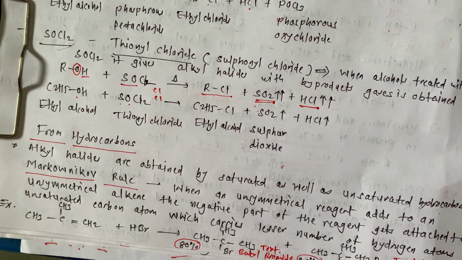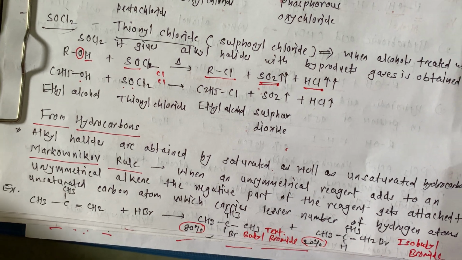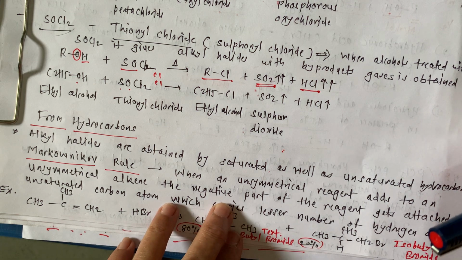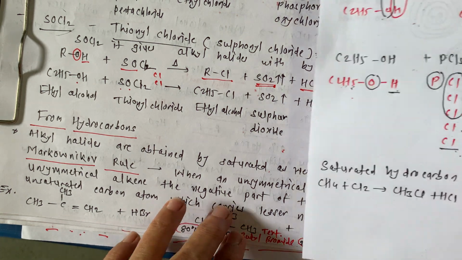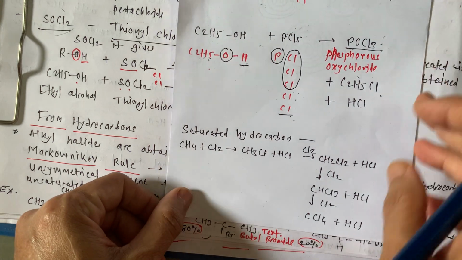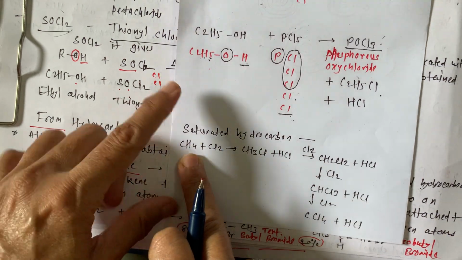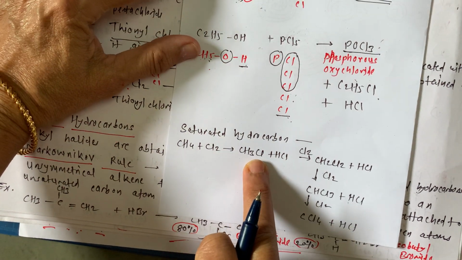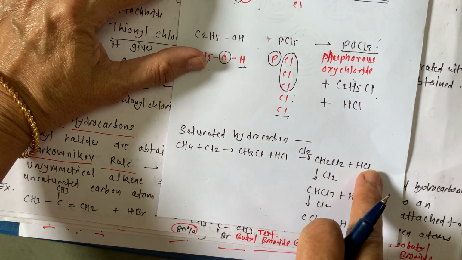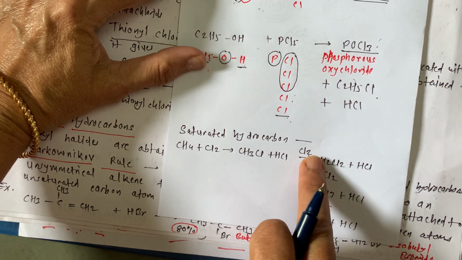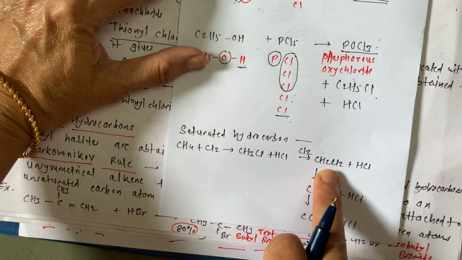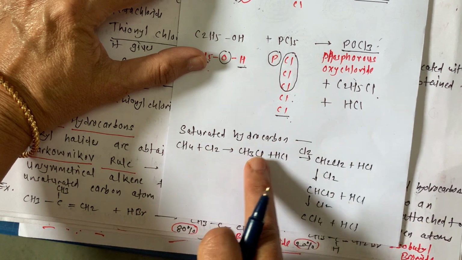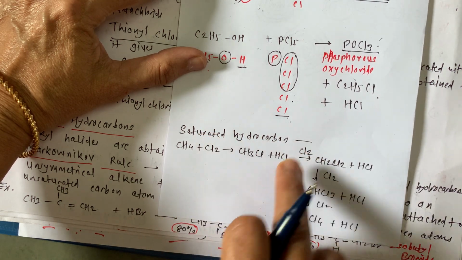Now next one is from hydrocarbons. We know that there are two types of hydrocarbons, saturated as well as unsaturated, and we studied these things in 11th standard also. A saturated hydrocarbon, just like methane, reacts with chlorine and gives you CH3Cl plus HCl. This is a continuous reaction. So this CH3Cl is going to react with Cl2, and there is formation of dichloride, then trichloride, then tetrachloride. So this is the formation of alkyl halides from saturated hydrocarbon.